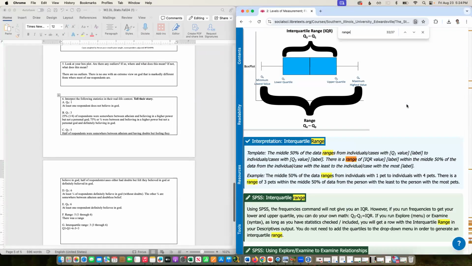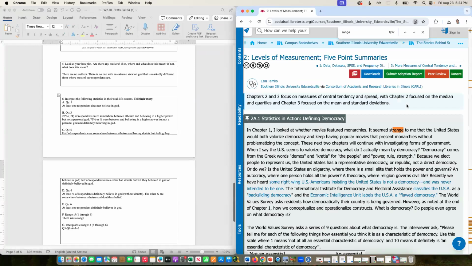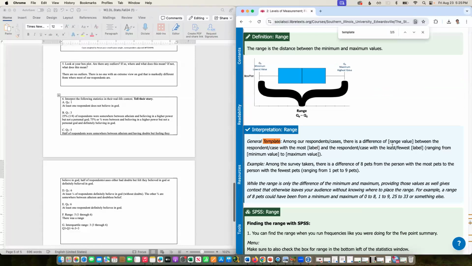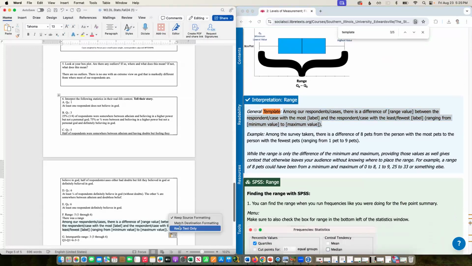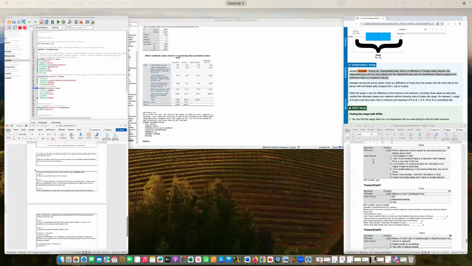And again, some of these are a little more awkward to interpret. So if this was like age, it would be easier to say, oh, the range is from this year to this year. There's a span of 50 years in the ages or something, right? And so this one gets a little more complicated, but that's okay. So here's our template. So among our respondents, there's a difference of 5 between the respondent with the most belief in God and the respondent with the least belief in God, ranging from 1 to 6. So again, that doesn't tell me too much here.